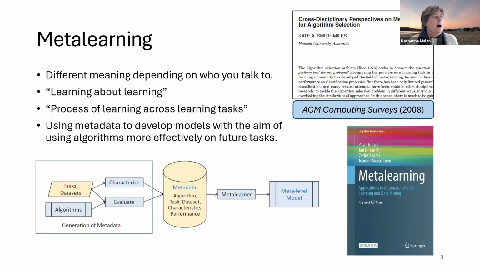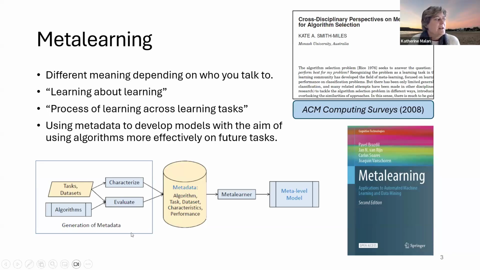So I like to think of meta-learning as using metadata, so that's data about algorithms and performance and so on, to develop models with the aim of using algorithms more effectively on future tasks. So this picture here is actually from the meta-learning book. And so the purpose is to develop a meta-level model. So you actually want to make something that encapsulates intelligence around how these algorithms work.